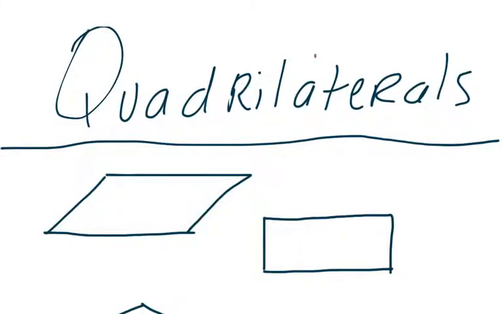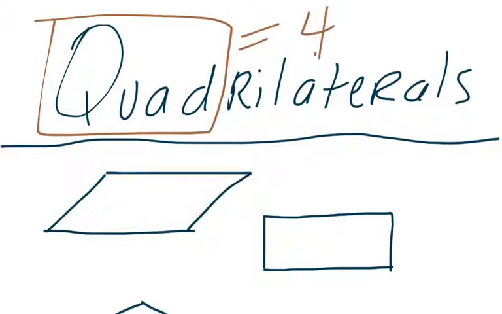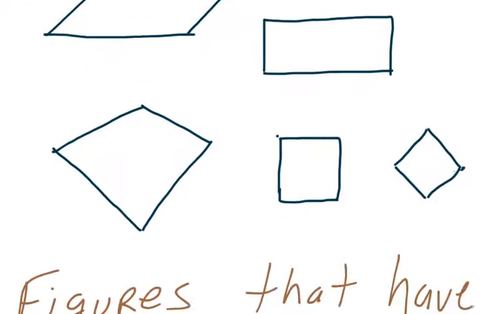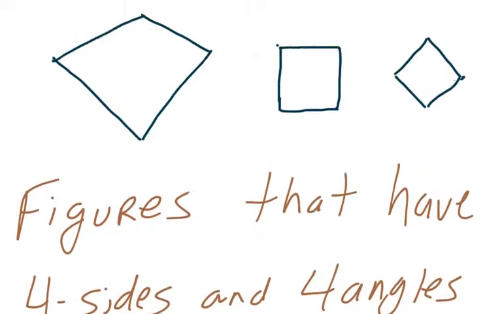Alright, so let's talk about quadrilaterals. When we look at the word quadrilateral, the key part of that is the word quad. The quad, well, it means four. So all the things that we're going to be talking about are going to be four-sided polygons. The definition of a quadrilateral is figures that have four sides and four angles. Please make sure you jot that in your notebook.